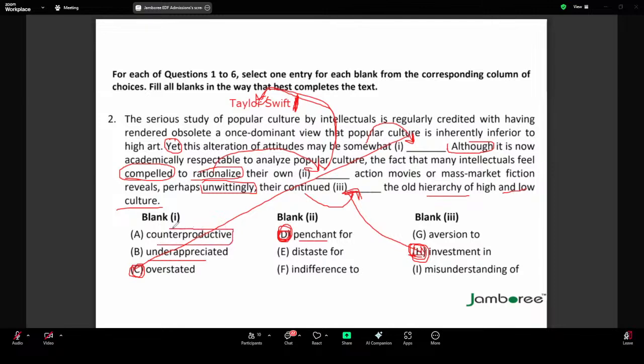Counterproductive is something getting a result which is opposite of what you were expecting. Distaste, dislike for something. Indifference, do not care. Aversion will also be distaste, dislike, similar. Investment is that you care. You still invest. If somebody asked you, are you still invested in this relationship or you're done? That means, do you still care or you still don't care?